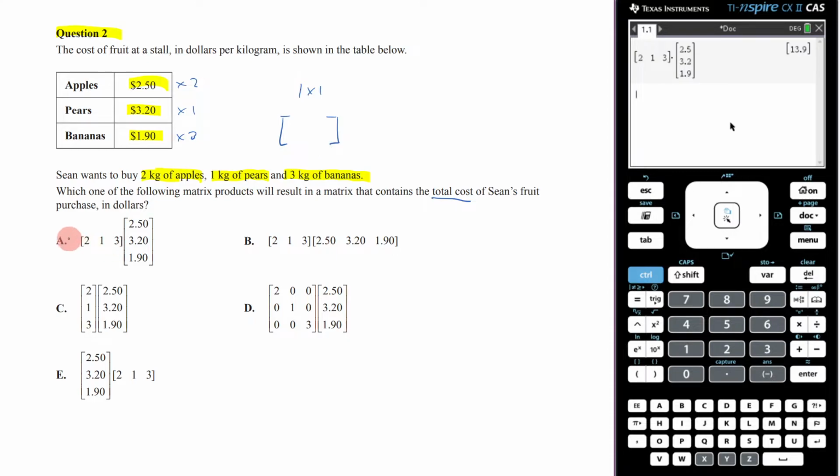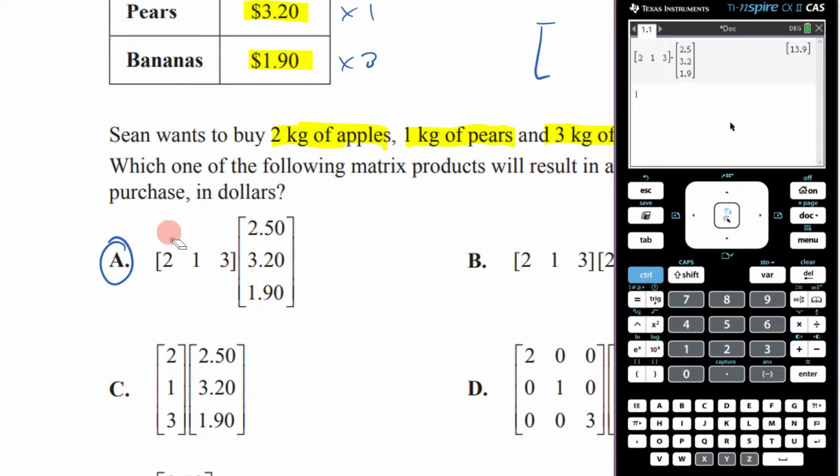Hopefully you can immediately recognize that A is going to be our answer, because the way matrix multiplication works is we're going to go 2 times that, 1 times that, and then 3 times that. Also, you can see that this is a 1 by 3 matrix. I've got 1 row by 3 columns, and over here, I've got 3 rows by 1 column. I am going to end up with a 1 by 1 matrix. So A is my answer there.